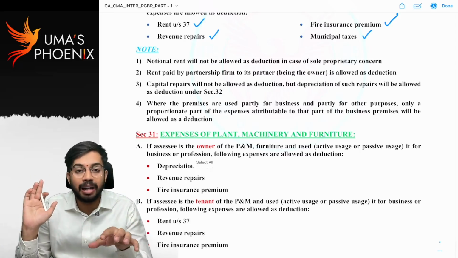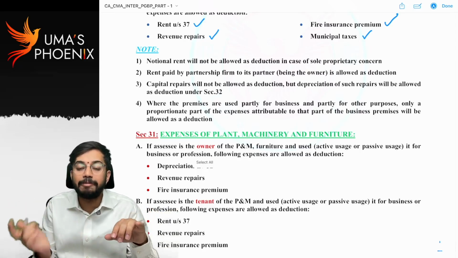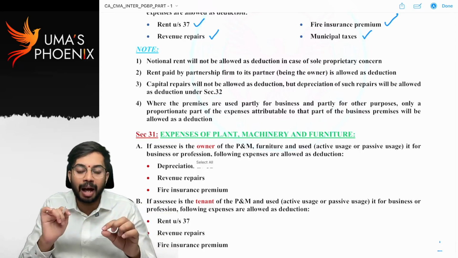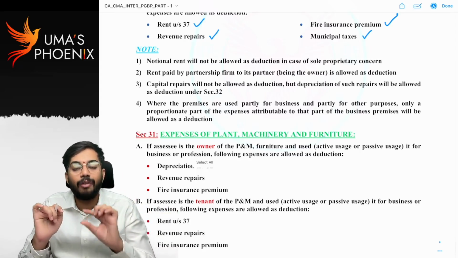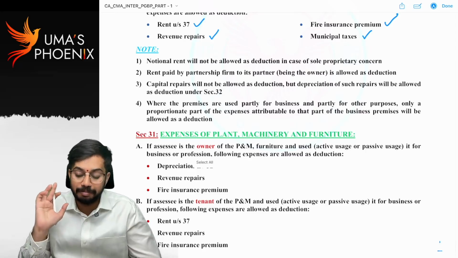However, in case of partnership form, partners are different, partnership form is different. So if partnership form pays any rent to the partner being the owner, then whatever the rent paid is there, that is allowed as deduction to the partnership form.